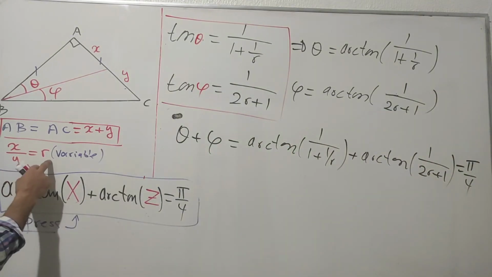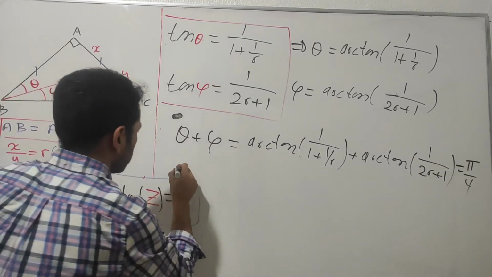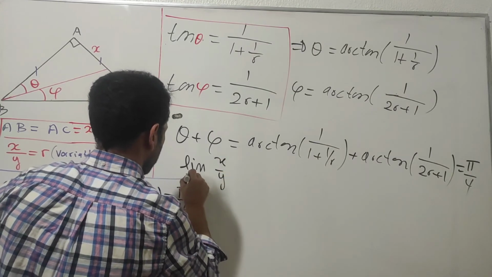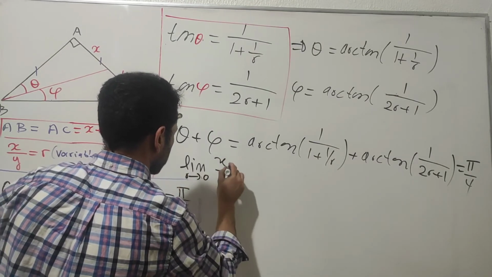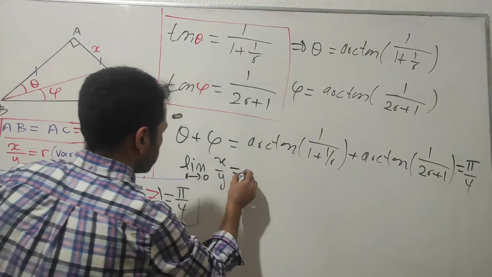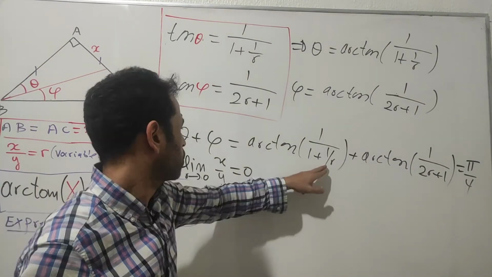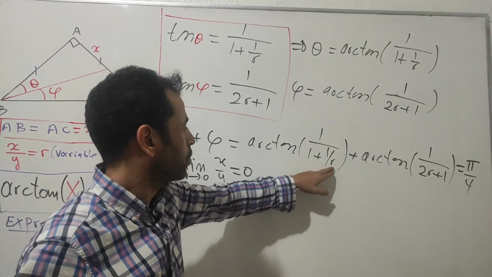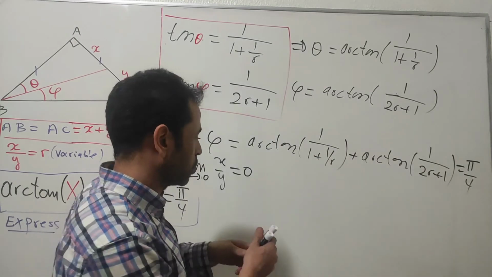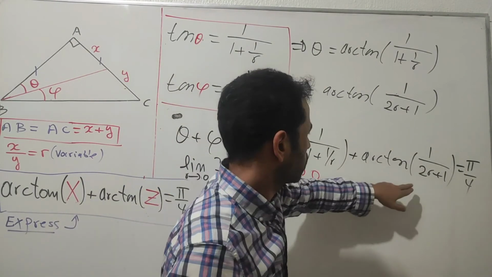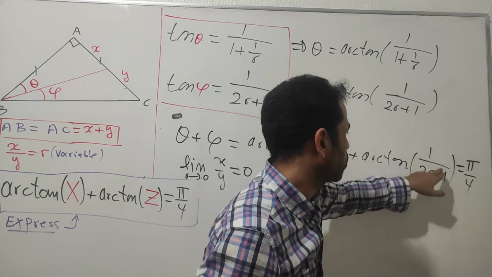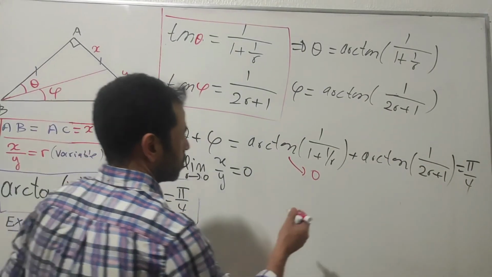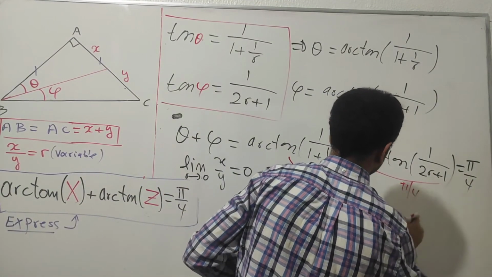If this r is going towards 0, so if the limit of x over y as r goes towards 0 is going to be 0, okay? If r is going towards 0, which means 1 over 0, which is plus infinity. 1 plus infinity is infinity. 1 over infinity is going to 0. This one is going towards 0. If r is going to 0 here, which means 1 over 1, which is 1, arctangent of 1 is pi over 4. So if we have inverse here, this one is called pi over 4.